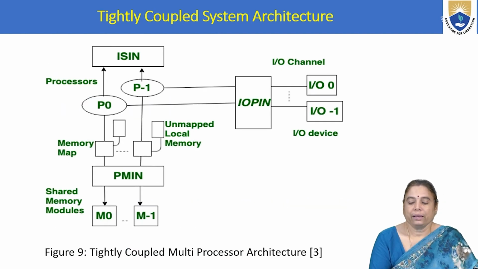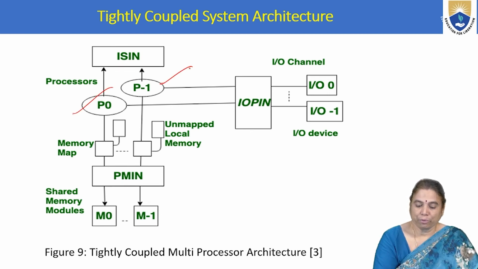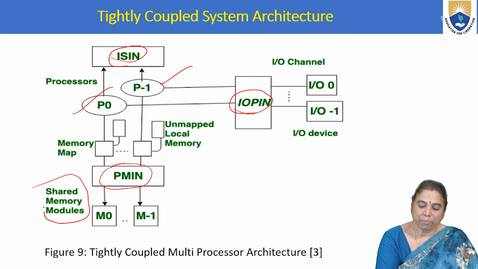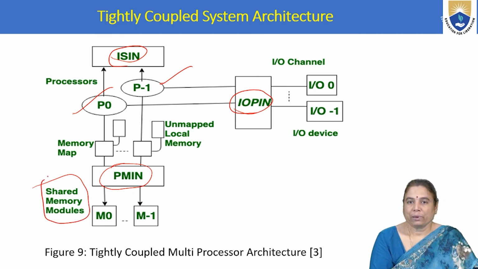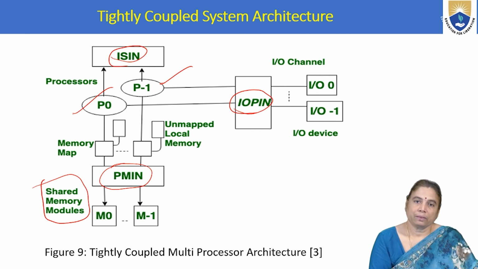So how is this tightly coupled system architecture? Here this is processor 0 and processor 1, two processors. With the ISIN protocol, these processors can communicate with each other, or with PMIN they can communicate with the memory, and with the IOPIN they can communicate with the IO devices. But here they are using shared memory modules. So the memory module can be commonly shared with the help of PMIN by all the processors. This type of multiprocessor architecture is the tightly coupled system architecture.